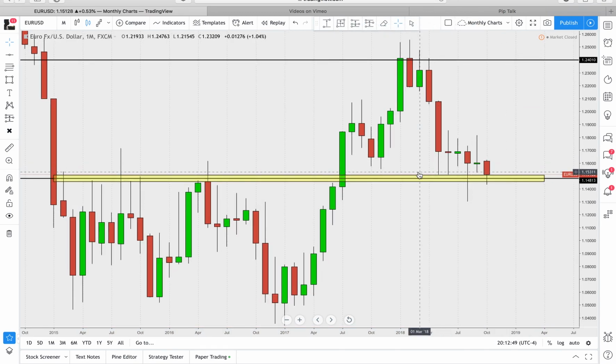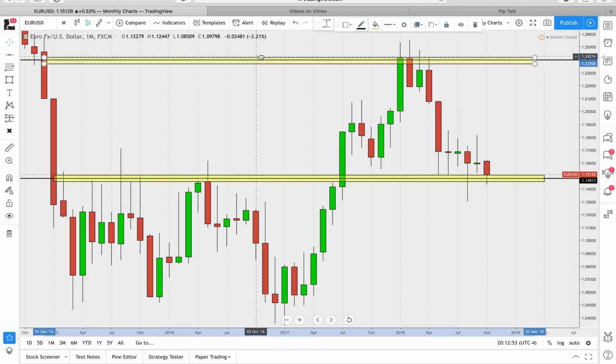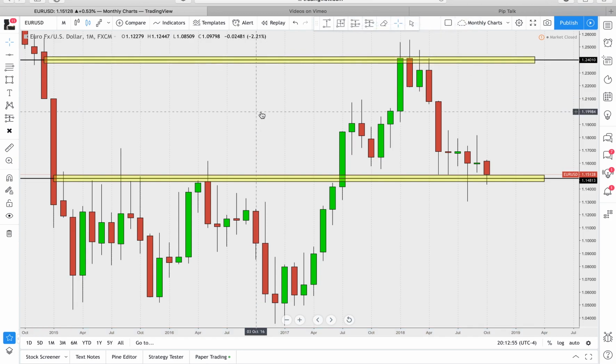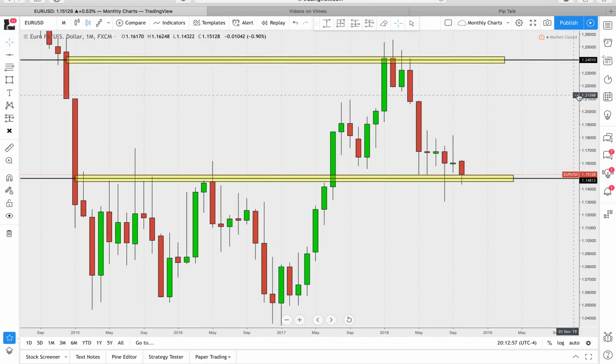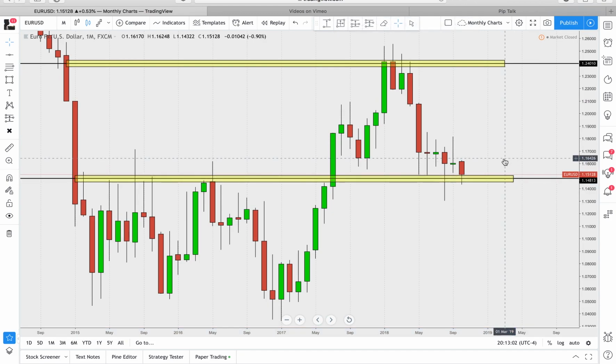So what I'm going to do is I'm going to clone that and put one right on the top one too. So far, 2 levels. Two price levels of monthly support, monthly resistance.